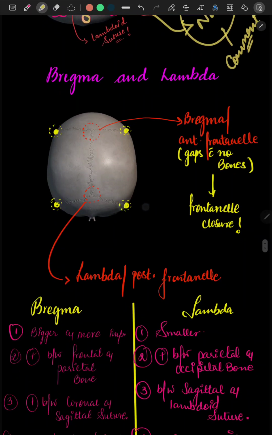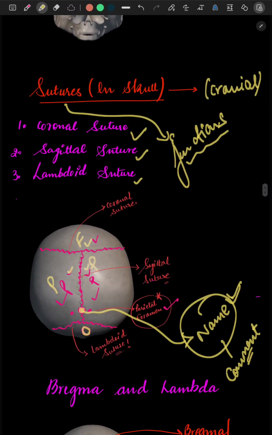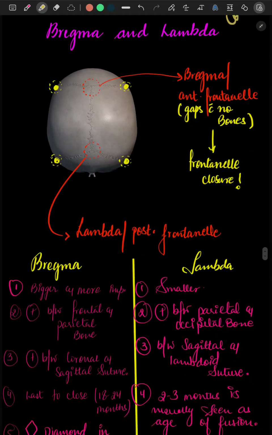Now coming to the next structure, when we talk about the cranial component, what all have we discussed? We have discussed the bones which are involved, and the different types of sutures which are seen. The next thing we are going to talk about is bregma. When we talk about bregma and lambda, what are these? They are basically fontanels. Now what is basically a fontanel?